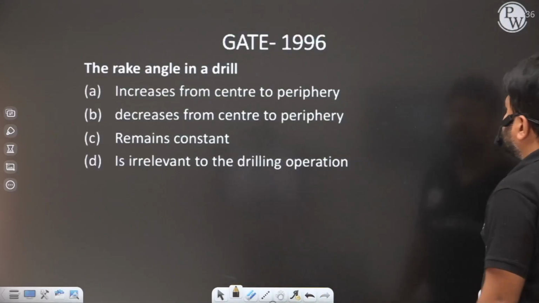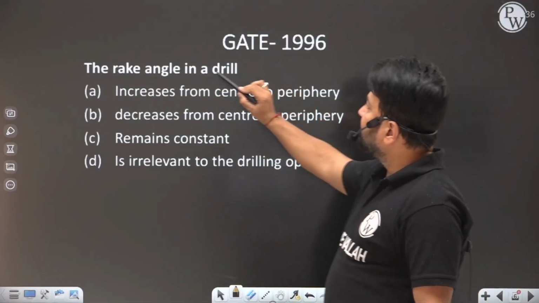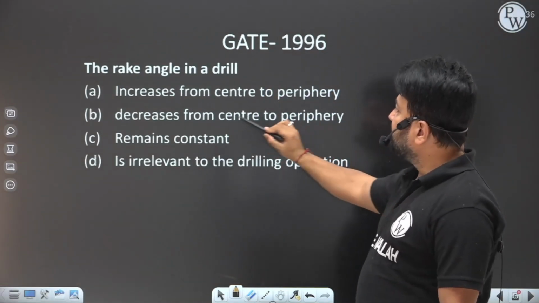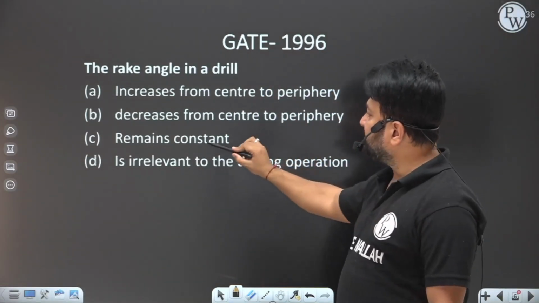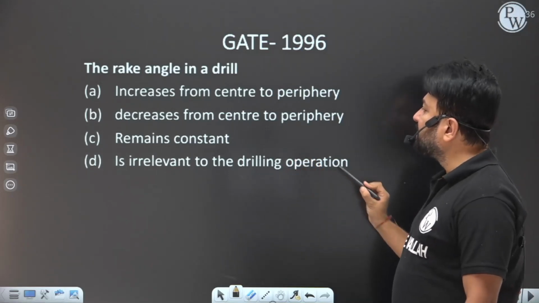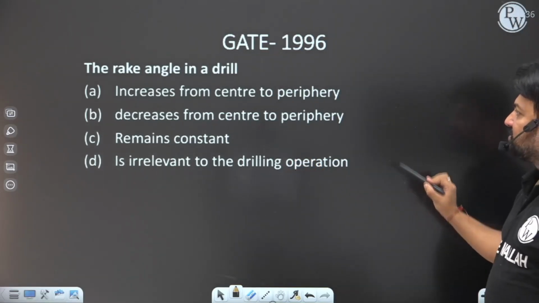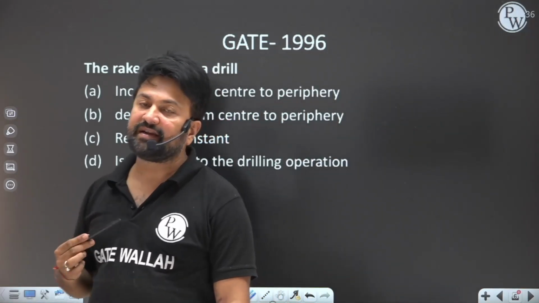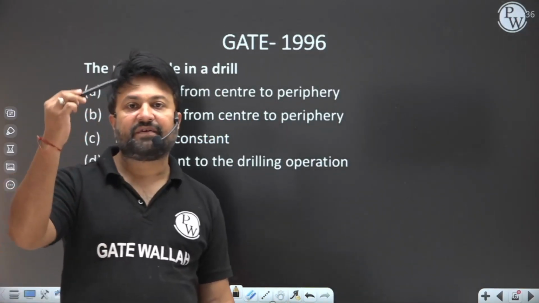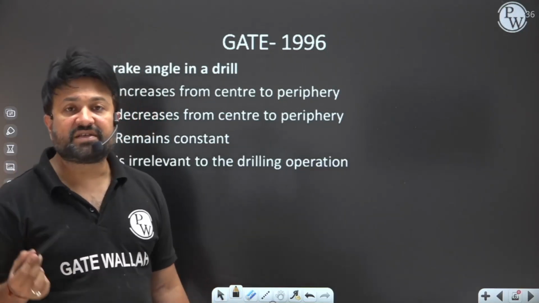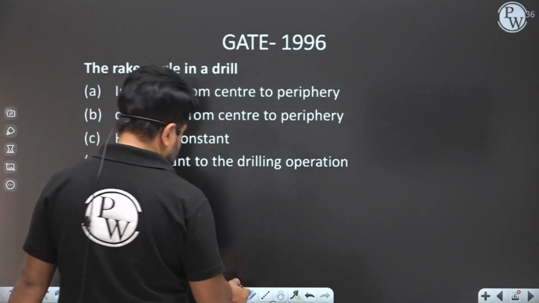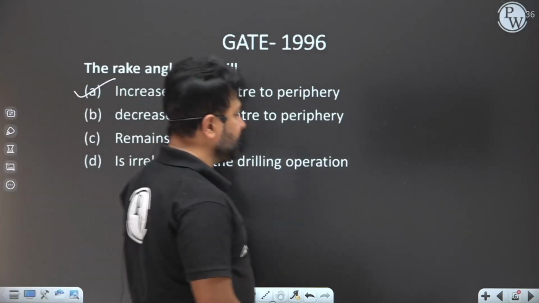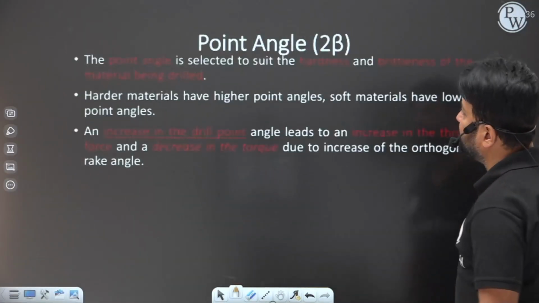A question was asked in the GATE exam. The rake angle in the drill increases from center to periphery, decreases from center to periphery, remains constant, or is irrelevant to the drilling operation. So as I told you, at the center the axial rake angle is 0, and at the periphery it has a maximum value equal to the helix angle. So my dear student, here A is the right option.